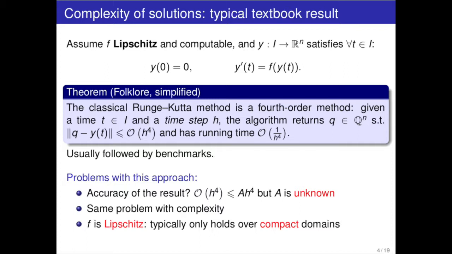And on top of that, f being Lipschitz is a strong assumption, because for f polynomial, for example, there's no way f is going to be Lipschitz. So typically, this is only going to hold if you know, for example, that y belongs to a compact set, and then you only need f to be Lipschitz over this compact set. So in practice, if you just know this theorem, this is not really useful. In terms of complexity, it doesn't really tell you what's happening.